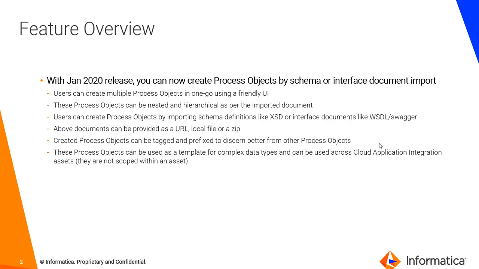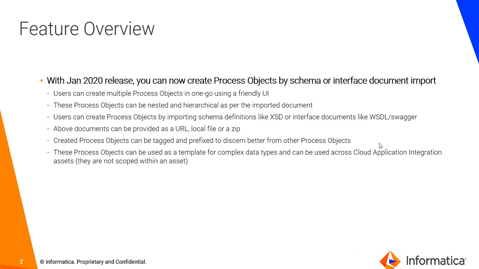By virtue of using this wizard, the process objects that you create can be nested and hierarchical. It all depends upon the schemas that you're importing from the files. Like I mentioned earlier, you can create process objects by importing schema definitions, for example XSD, or interface documents, for example WSDL and Swagger, since these have elements which qualify as a complex data type. In the future we might support more formats, but for now we support XSD, WSDL and Swagger.